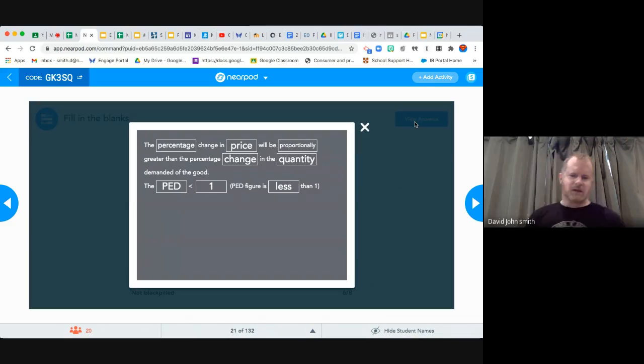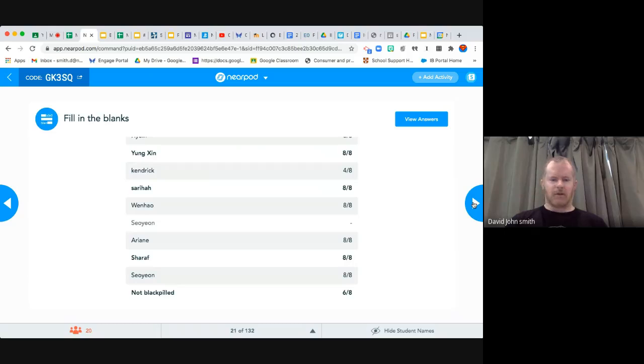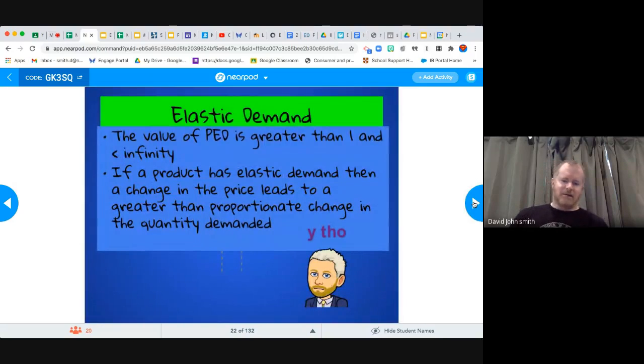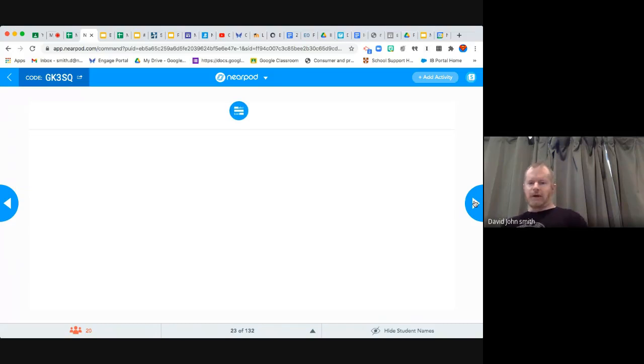Percentage change in the price will be proportionally greater than the change in the quantity demanded for the good. So if it's inelastic, the PED will be less than 1, as 1 was exactly proportional, thereby unitary. The PED figure, the coefficient, will be less than 1. It will be greater than 0. 0 was perfectly inelastic. Elastic demand: the value of PED was greater than 1, but less than infinity. So if the product had an elastic demand, then the change in price led to a greater than proportionate change in the quantity demanded. Away you go. Very quick. Fill in the gaps.